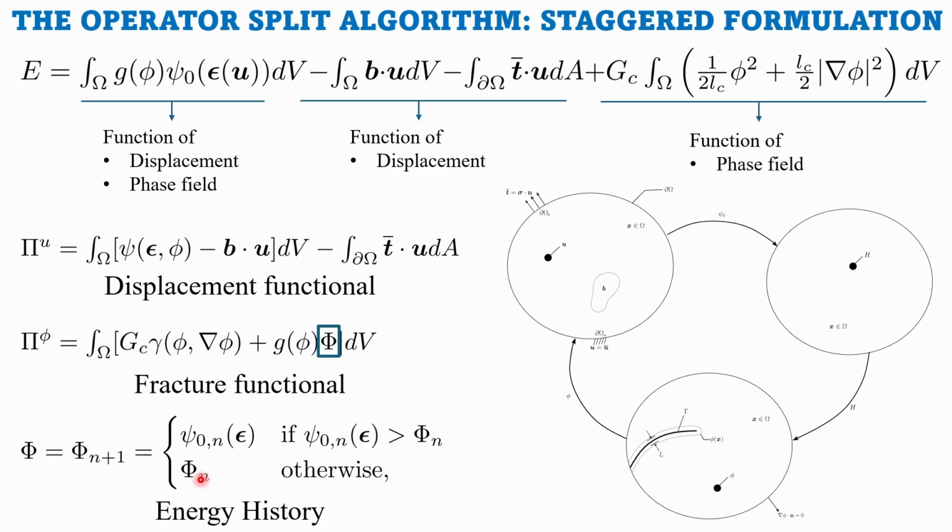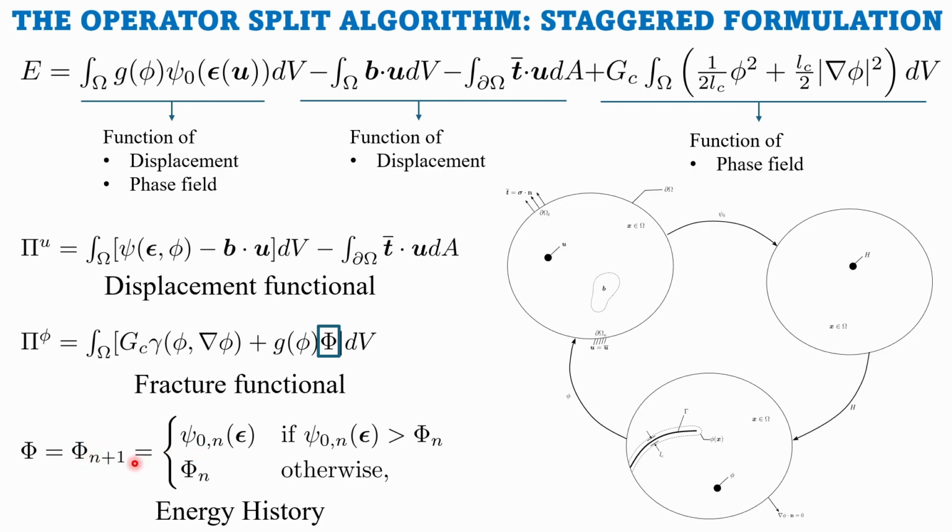Otherwise, you just take the previous capital phi n. Let me explain this in simpler words. You have different time steps, Tn, Tn plus 1, Tn plus 2, etc. At Tn plus 1, you calculate the strain energy of the body due to crack propagation. If that value exceeds the strain energy of the previous time step, you preserve this value. If it doesn't, you take the strain energy of the previous time step itself. So you discard it.